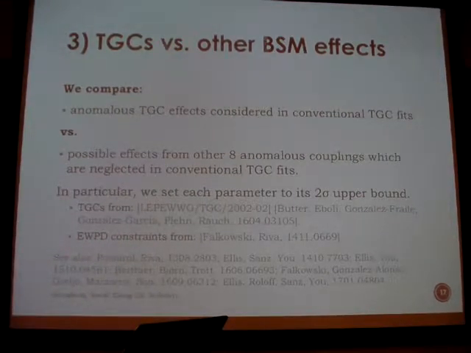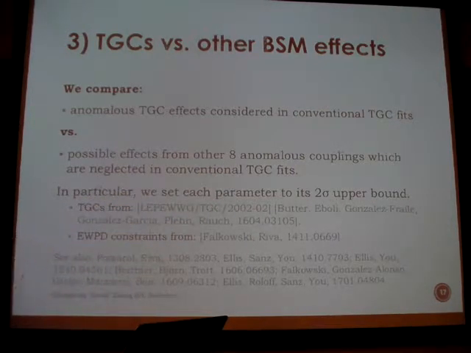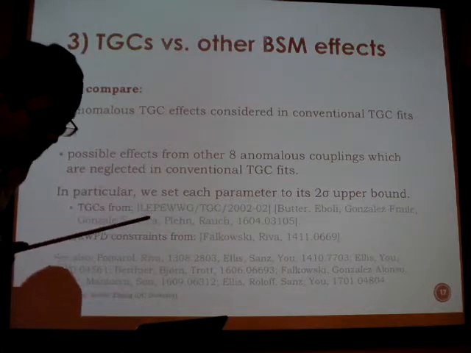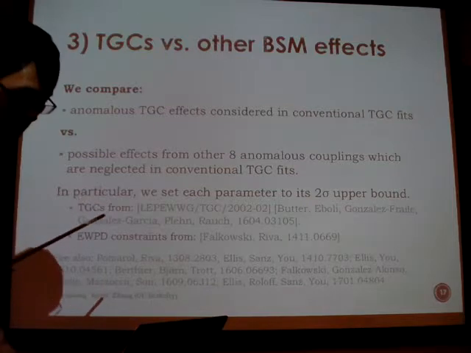So in the following, we're going to compare the anomalous TGC effects considered in conventional TGC fits versus the possible effects from the other 8 anomalous couplings that people really neglect in the conventional TGC fits. And in particular, we'll set each parameter to its 2 sigma upper bound and see how their effects compare. And these are taken from those references.